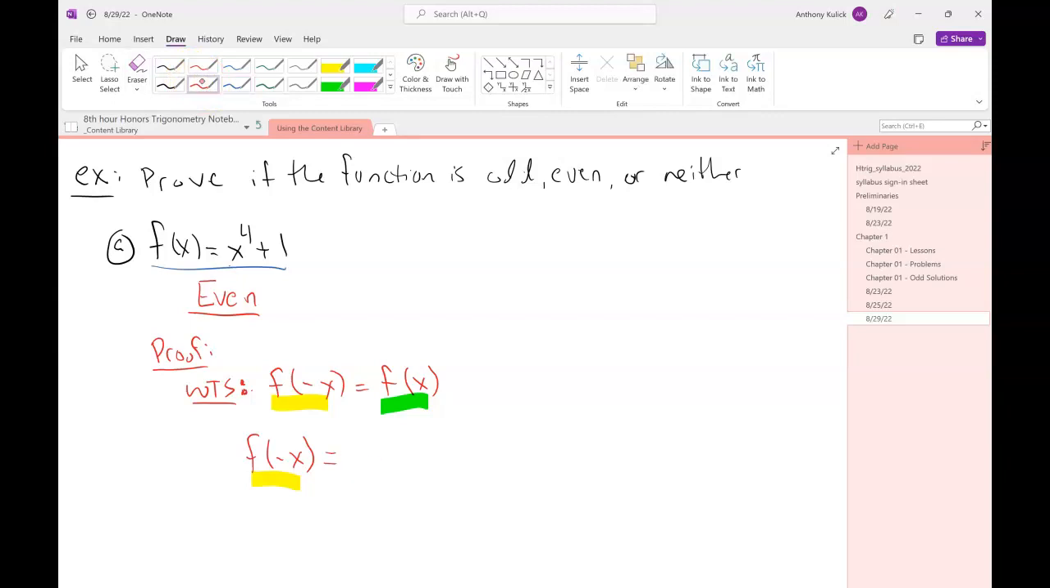So we're going to have negative x to the fourth plus 1. Everybody's cool? What does negative x to the fourth mean? It means negative x times negative x times negative x times negative x. How many negatives do we multiply? 4. When I multiply 4 negatives, I get positive. And x times x times x times x is x to the fourth.